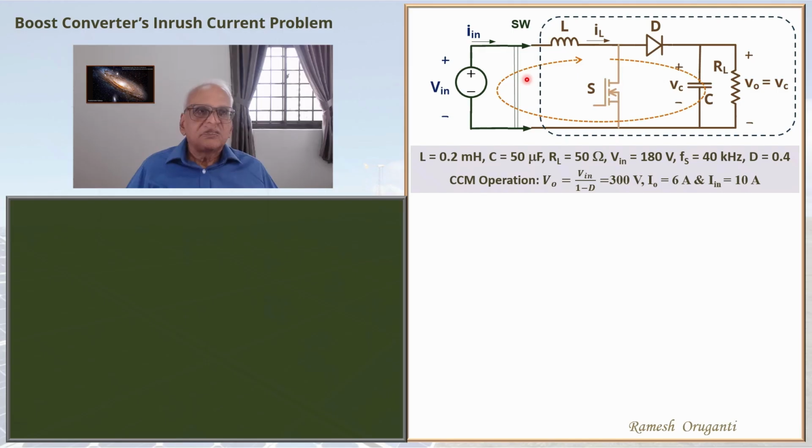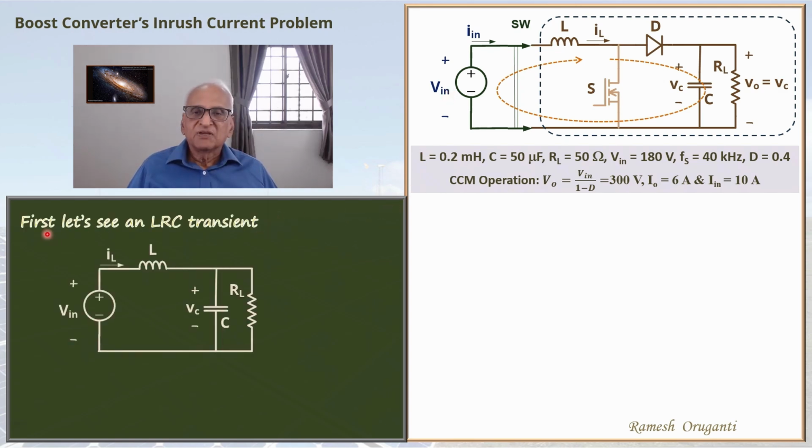So here, assuming an ideal diode, there is an LCR circuit connected to Vin, and we can draw this circuit separately. We will assume that the values of L, C, RL, and Vin are the same as those of the boost converter. Now, for this circuit, we can write the differential equation. I won't go through the process of obtaining the differential equation.